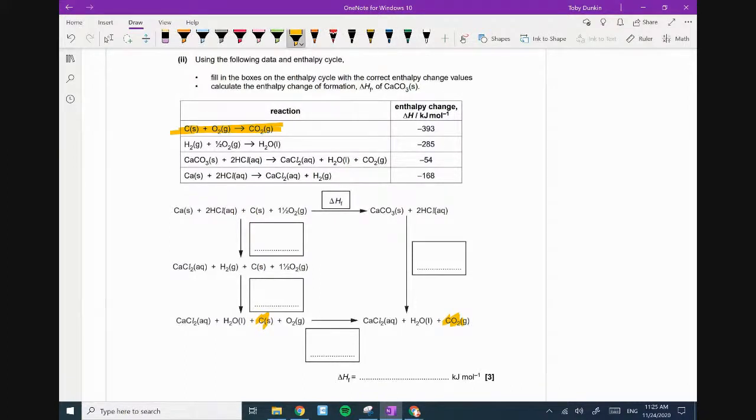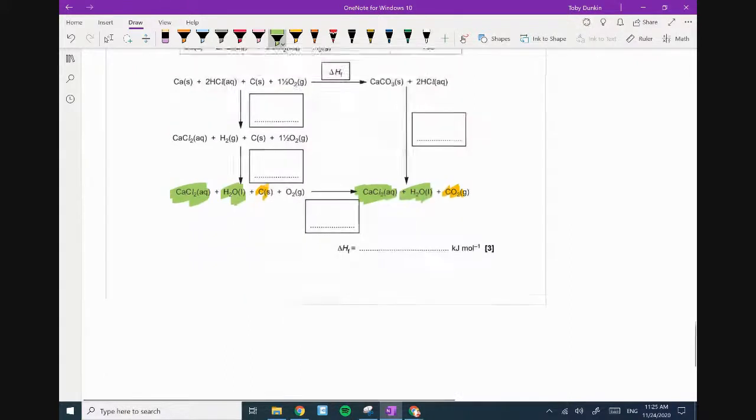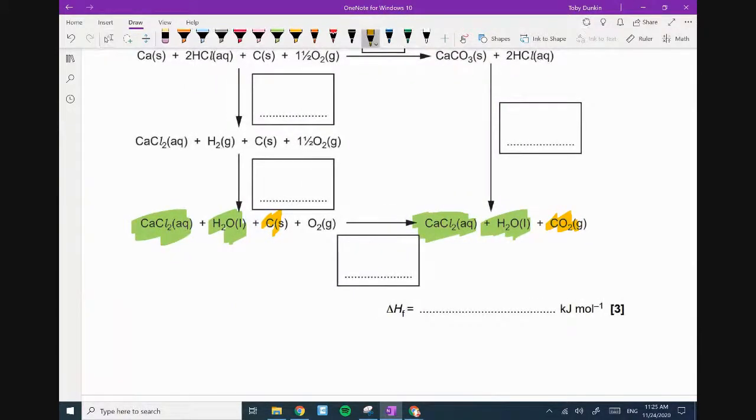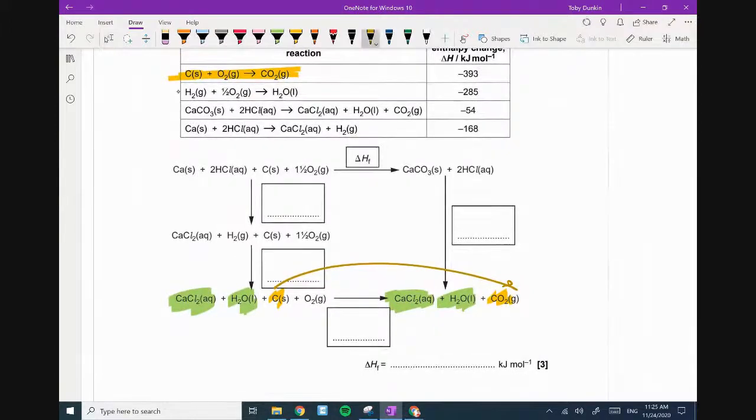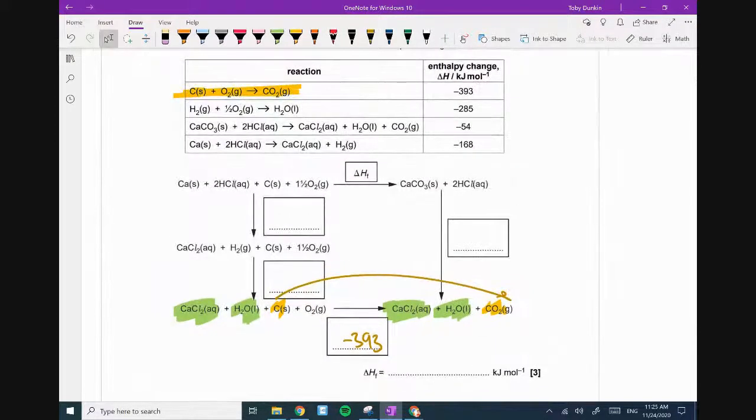Check out everything else. Everything else, calcium chloride aqueous, stays the same. Water liquid stays the same. So the only thing that's happening in that process there is carbon turning into carbon dioxide. So I can add that value in now there. I can go minus 393. There's a 1 here, there's an invisible 1 here, there's an invisible 1 here. So I don't have to multiply it. That's awesome. Done that one. So orange is done. Let's tick that one off and get rid of all of this stuff. I'll actually highlight that as well.